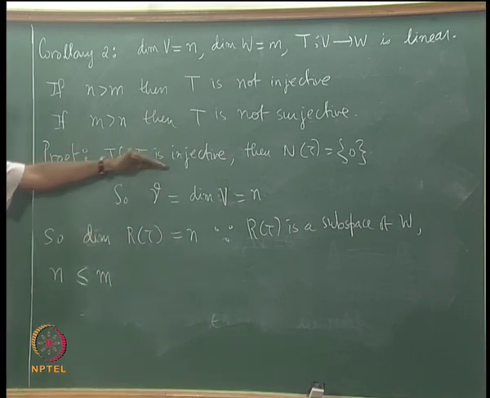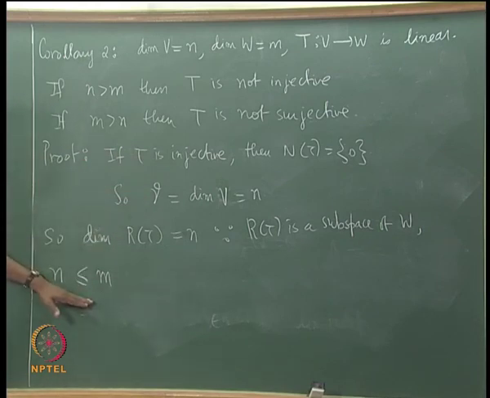That is, if T is injective then N is less than or equal to M. So if N is strictly greater than M, then T cannot be injective. That is the first statement. The second one is similar. I am going to leave that as an exercise. The second part is similar.